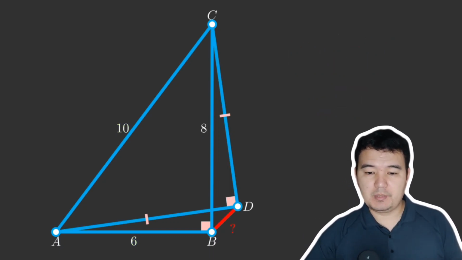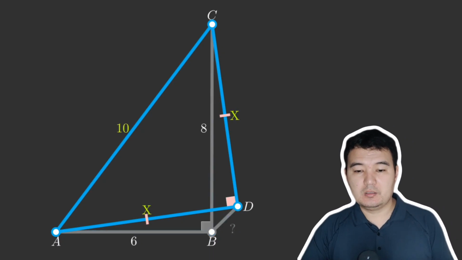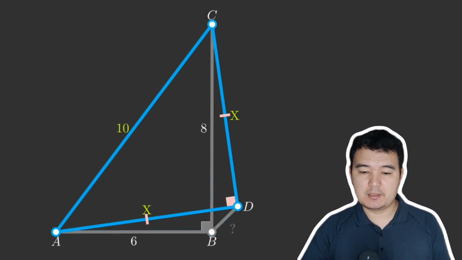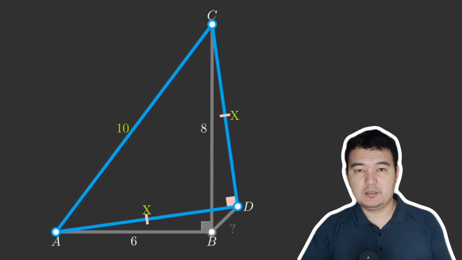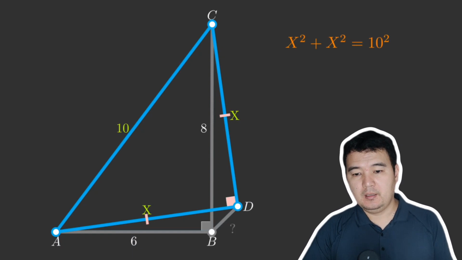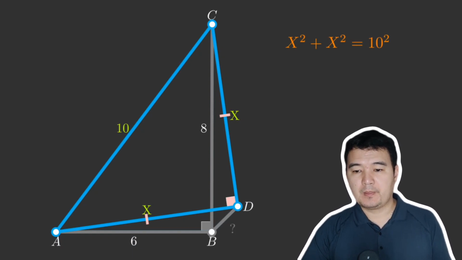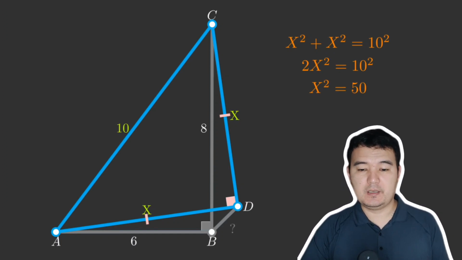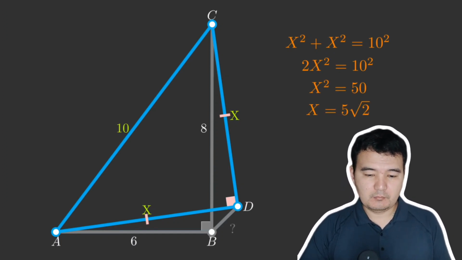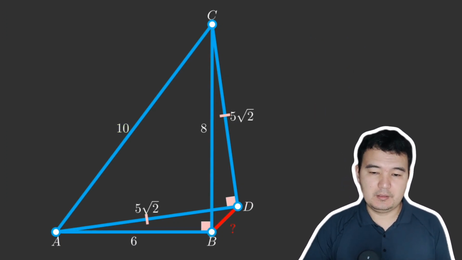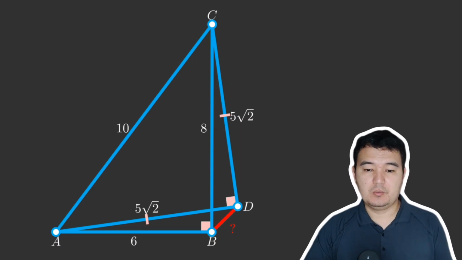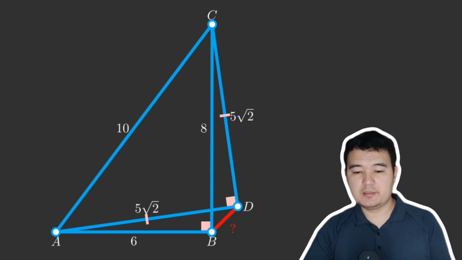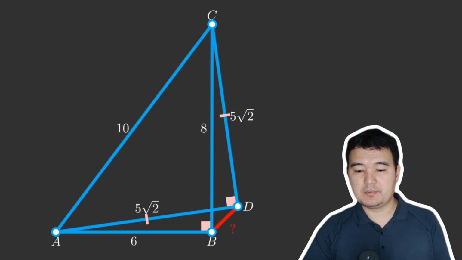Again, using the same Pythagorean theorem, we can solve the triangle ADC as well. So two sides of ADC are equal, x, and the hypotenuse is 10. So that gives us x squared plus x squared is 10 squared. 2x squared is 100, x squared is 50, so x is 5 root of 2. Now we know the lengths of AD and DC. So basically we know all the lengths in this figure except BD.